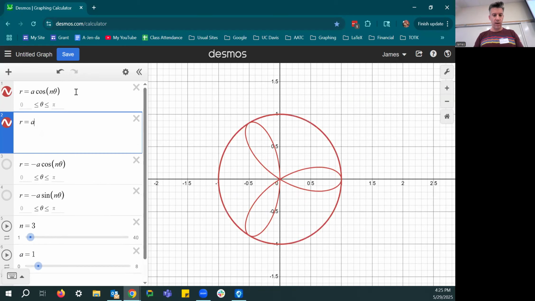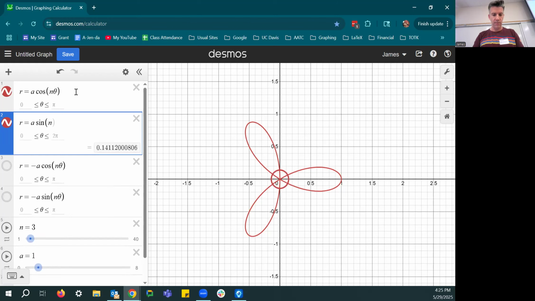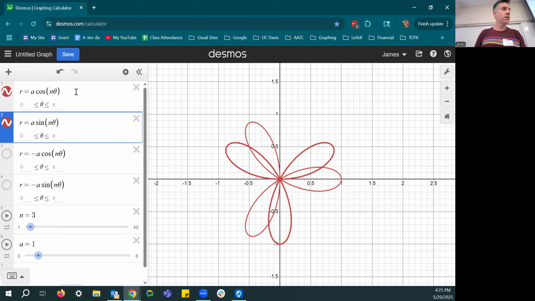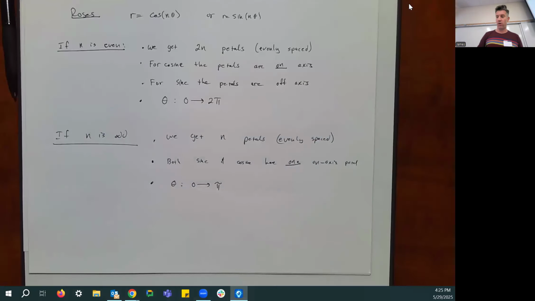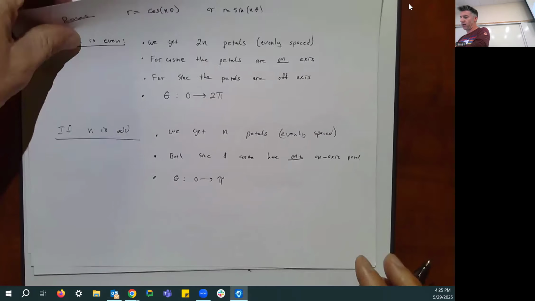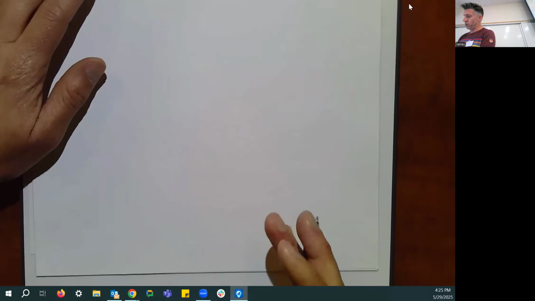For r equal to a times sine of n theta, it's also 3 petals evenly spaced, and one of them is on an axis. So how would I draw that? How would I know which axis to draw it on? Well, that's where you just do a little bit of work.